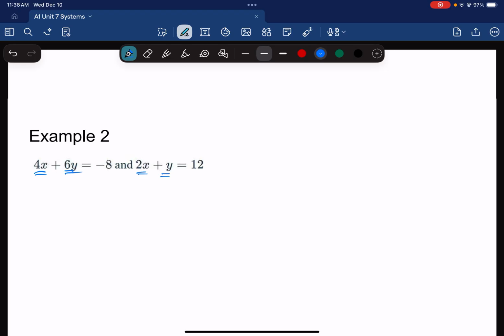Well, for the 4x, I'd have to move the 6y and divide by 4. For the 6y, I'd have to move the 4x and divide by 6. And for the 2x, I'd have to move the y and divide by 2. But for the y, all I have to do is move the 2x. So I'm going to look for a variable that has a coefficient of 1. And so there's a winner. I'm going to solve this equation for y.